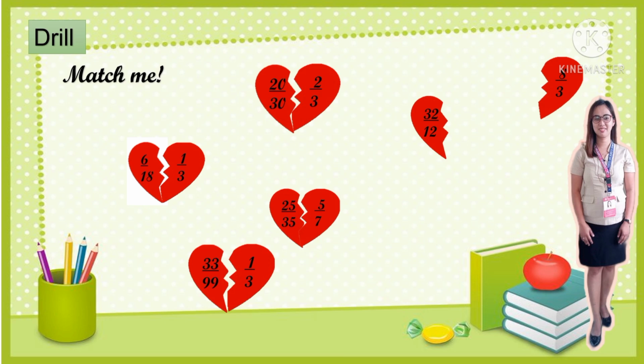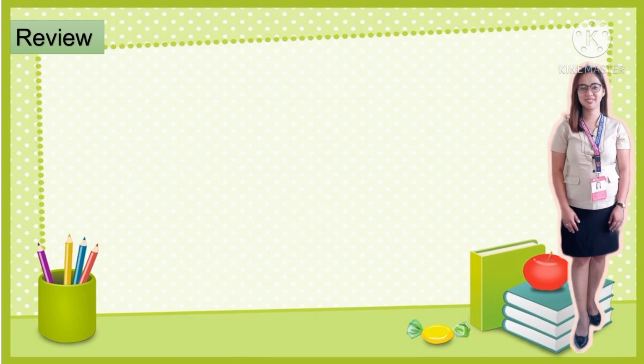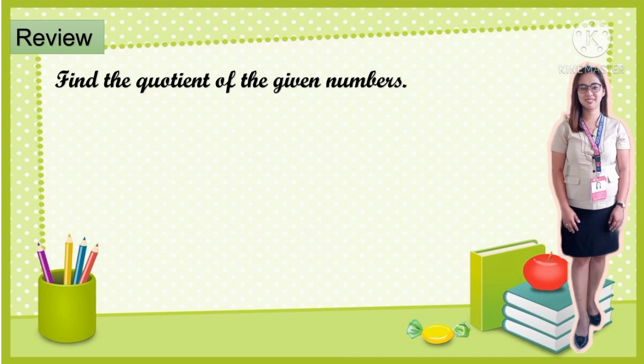And for the last number, find the lowest term of 32/12. Correct. The 8/3 is the correct answer. Let's have a review. Find the quotient of the given numbers. Number 1, 18 and 3/10 divided by 6 is equals to 3 and 5/100. Let us see if your answer is correct.